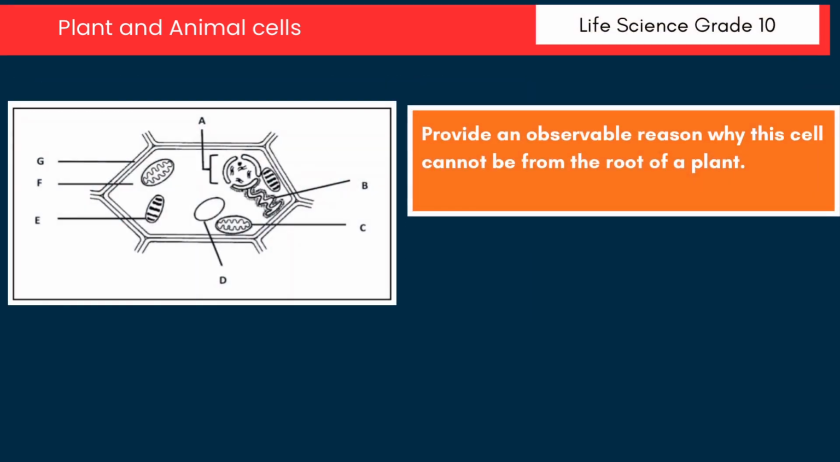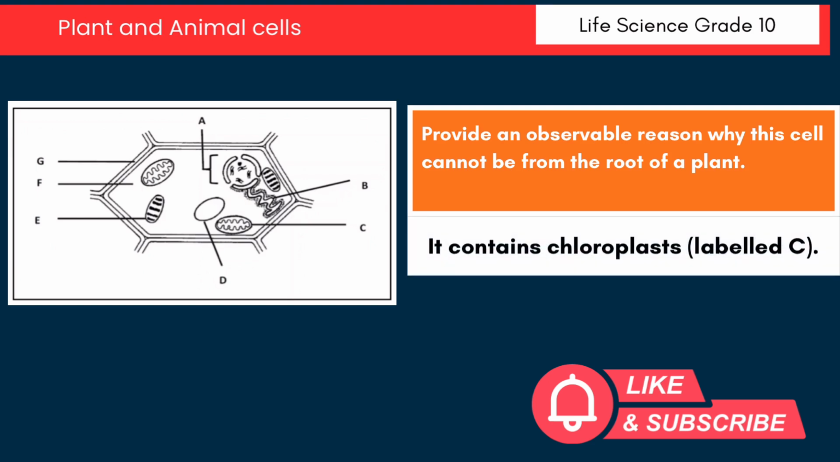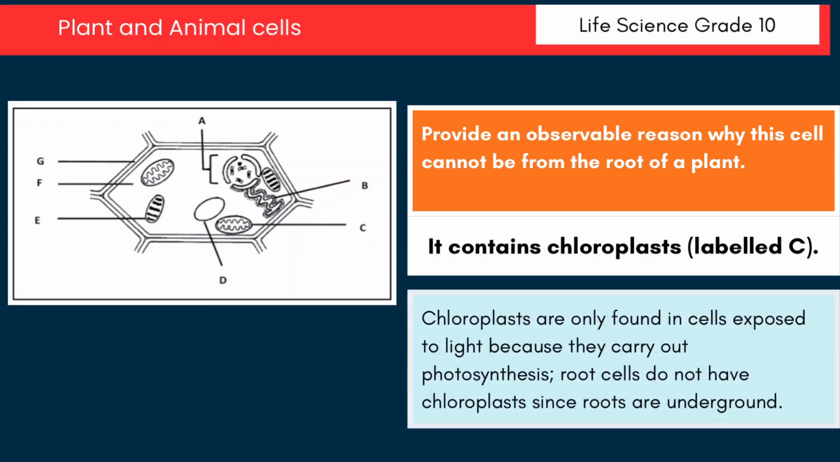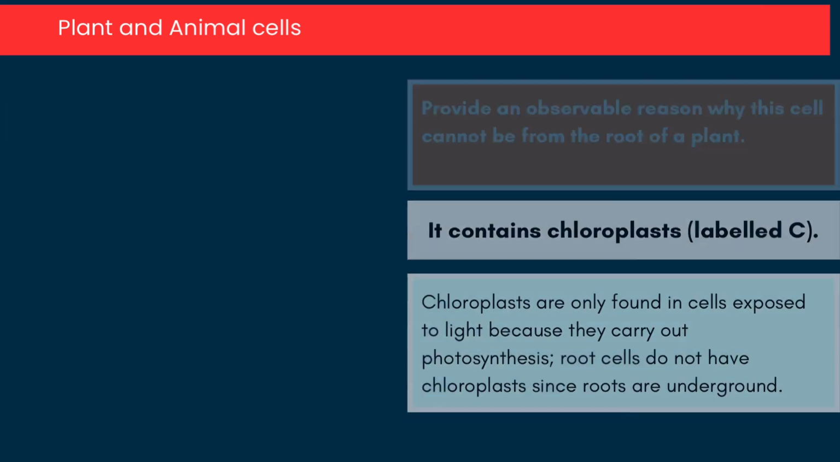Question. Provide an observable reason why this cell cannot be from the root of a plant. It contains chloroplasts, labeled C. Chloroplasts are only found in cells exposed to light because they carry out photosynthesis. Root cells do not have chloroplasts since roots are underground.